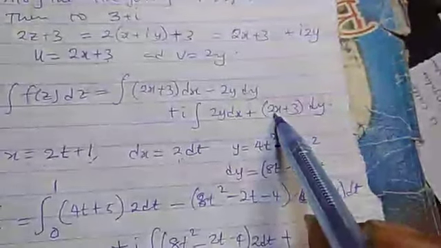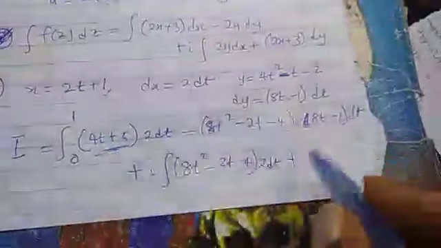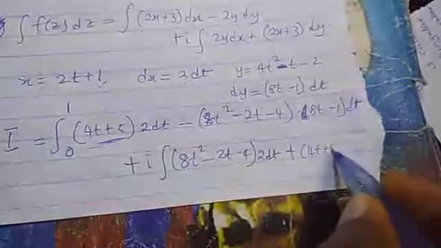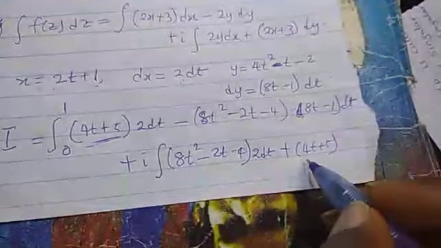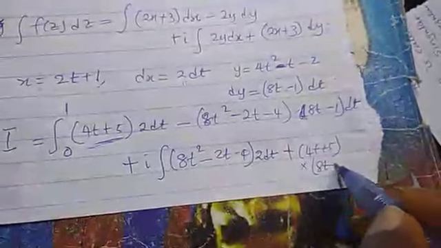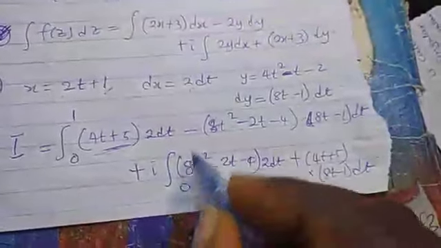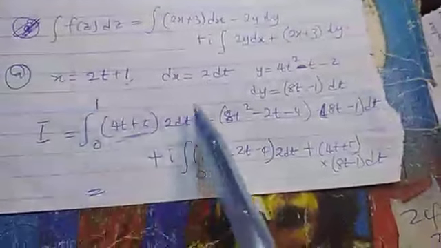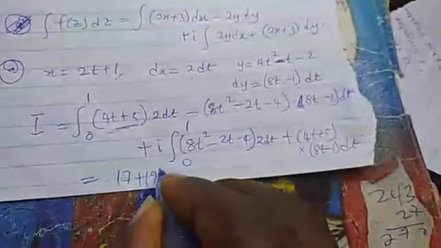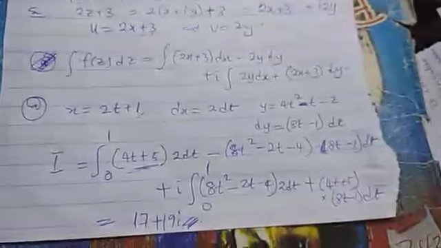Plus the last one, 2x plus 3 dy. So this 2x plus 3 is 4t plus 5 dy. Our dy is 8t minus 1 dt, from 0 to 1. We are now left with the integration of this. We need to integrate it with the boundary. You need to expand this and integrate with normal integration. When we do that, we should get 17 plus 19i as our answer.